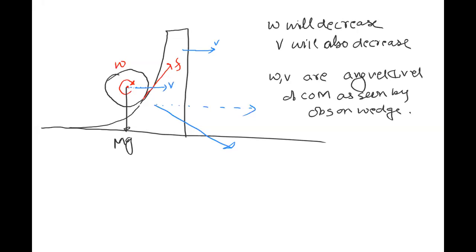This means that this sphere is also picking up a velocity in this direction. And when the sphere reaches the top, the velocity of the sphere, according to this guy, will be 0 and omega will be 0. But since the wedge is moving in this direction, according to the observer on the ground, because the sphere has to remain in contact with the wedge, the center of mass of the sphere will be moving with the same velocity as the wedge at the topmost point.